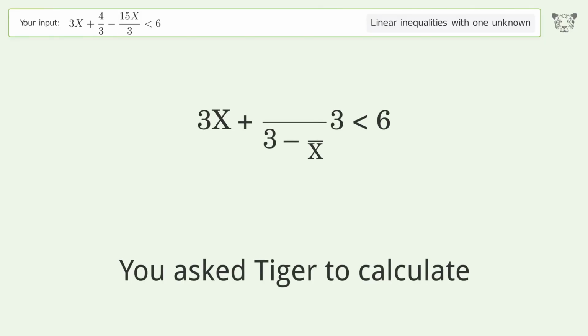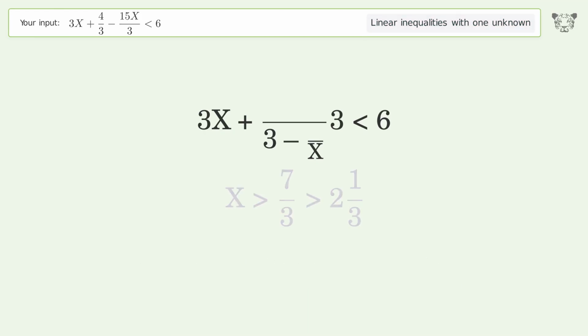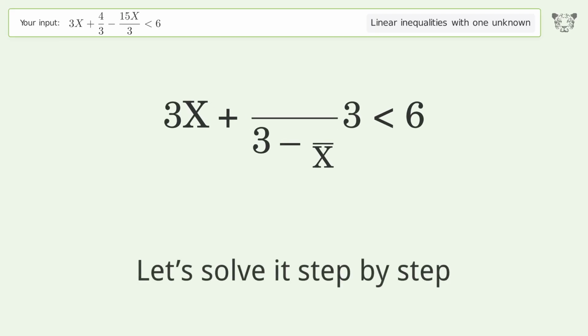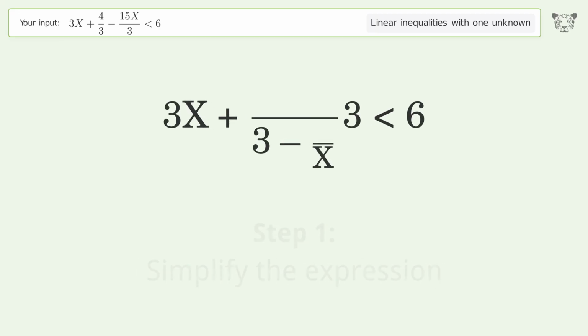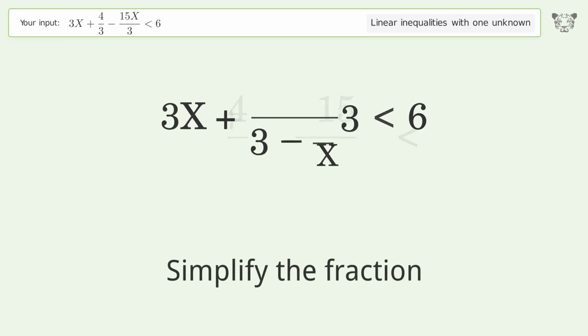You ask Tiger to calculate. This deals with linear inequalities with one unknown. The final result is x greater than -7/3, greater than -21/3. Let's solve it step by step. Simplify the expression. Simplify the fraction.